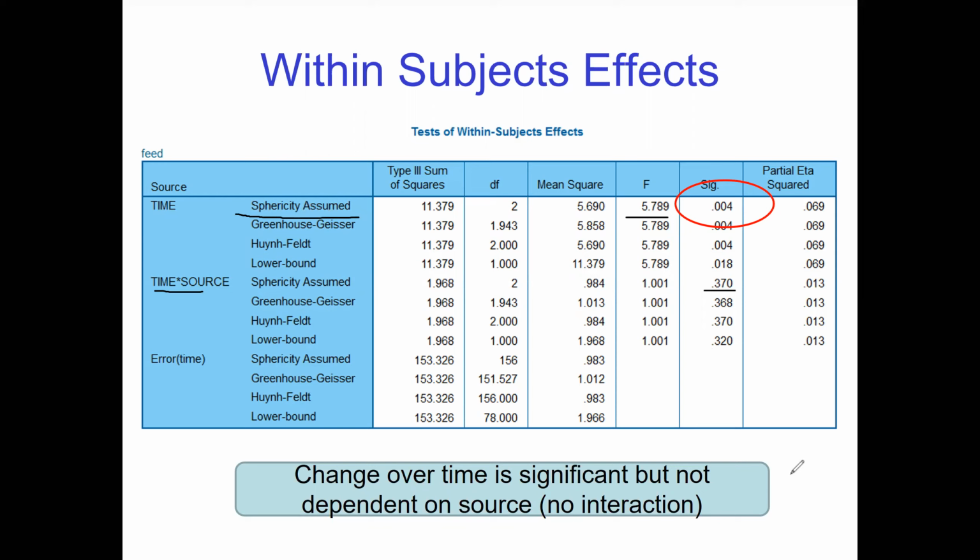So that's the effect size. Partial eta squared is difficult to interpret directly, so you usually will just report the magnitude of that. So change over time is significant. That's your time variable, but it is not dependent on source. There's no interaction effect.